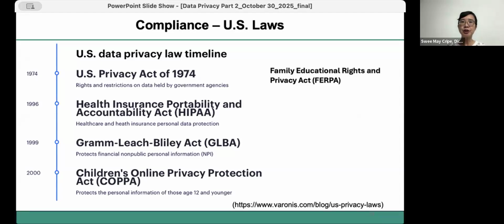So I would encourage all organizations, knowing the data that you're working with, the data that you collect, be aware of the laws that would apply to the data that you collect, use, store, and share, so that all activities are compliant with the laws.